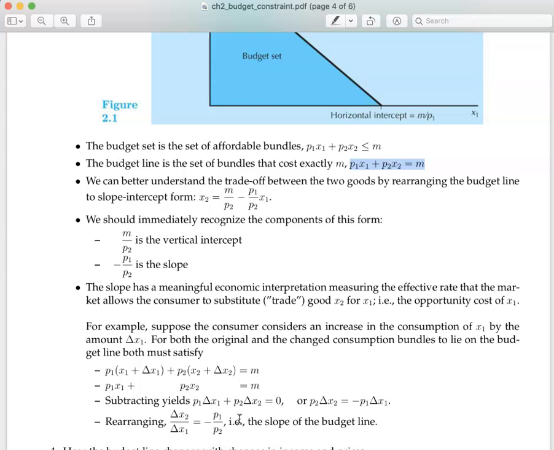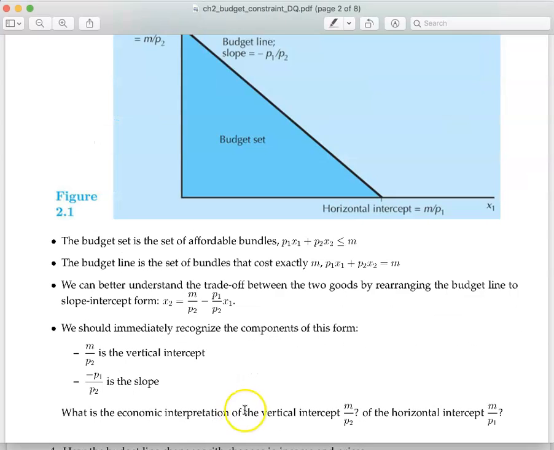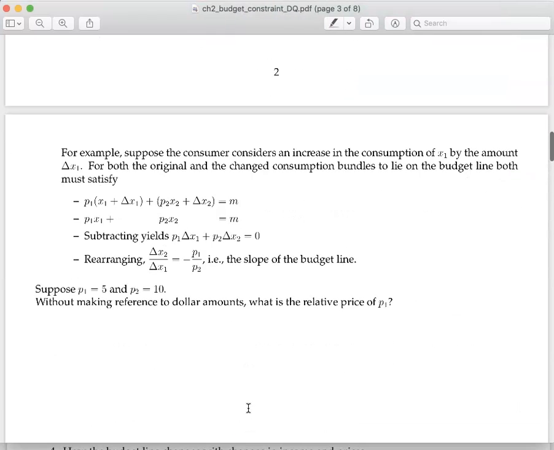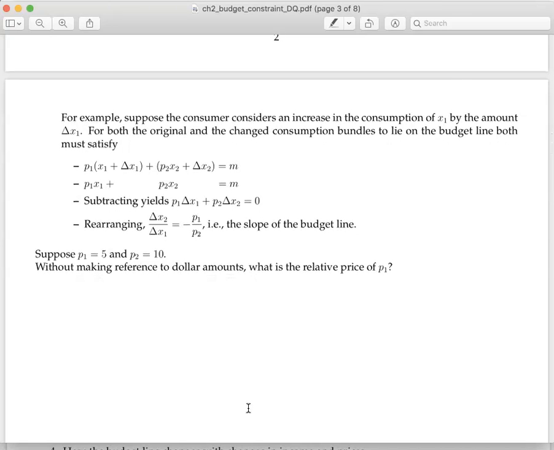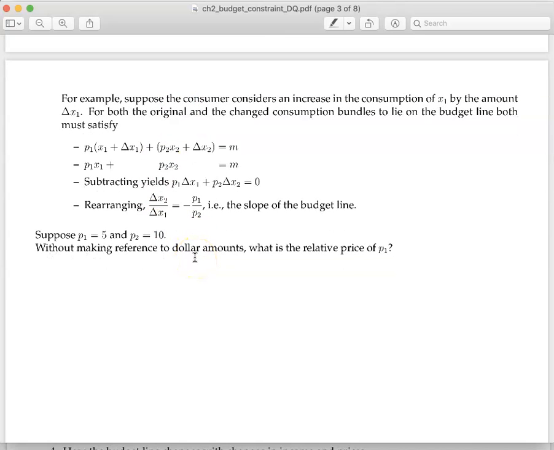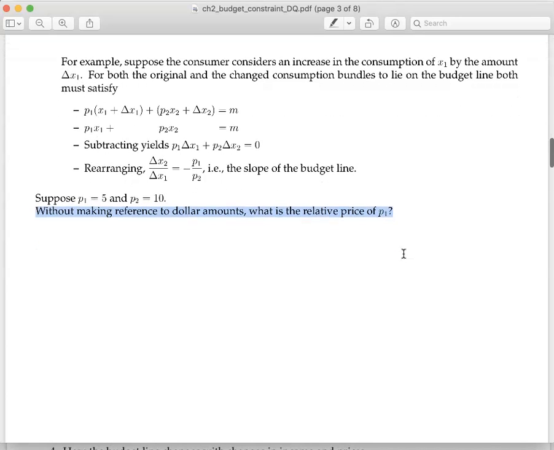The other thing I want to do is give you a little exercise. Again, an extension and implication question. Here it is. And again, what have I done? I've just repeated what was in the notes, and I'm just asking this question. Suppose P1 is equal to 5 and P2 is equal to 10, without making reference to dollar amounts. What's the relative price of P1? Obviously, that's relative to P2, right? Straightforward in-class question.